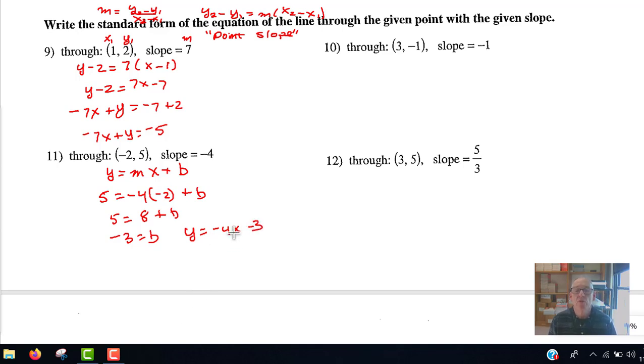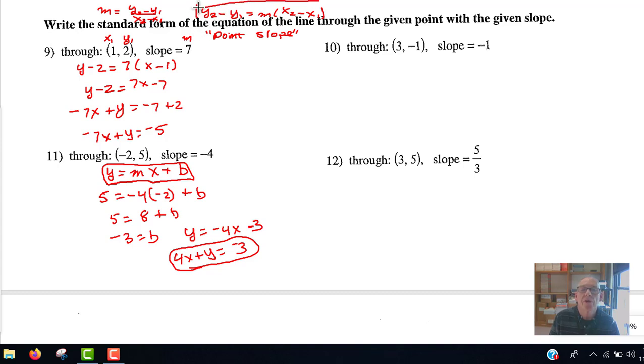Now to get this into standard form, the x needs to be on the left with the y. As I move negative 4x to the other side of the equals, it becomes a plus 4x. I have 4x plus y is equal to negative 3. So this is another way of finding standard form, by starting with slope-intercept, versus starting with a point and a slope using point-slope form, which is this form right here, and simplifying and getting the x's and the y's both on the same side of the equal sign.